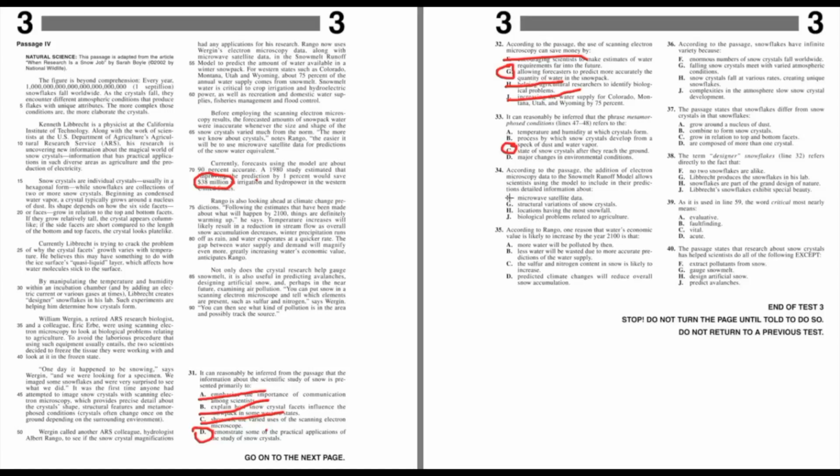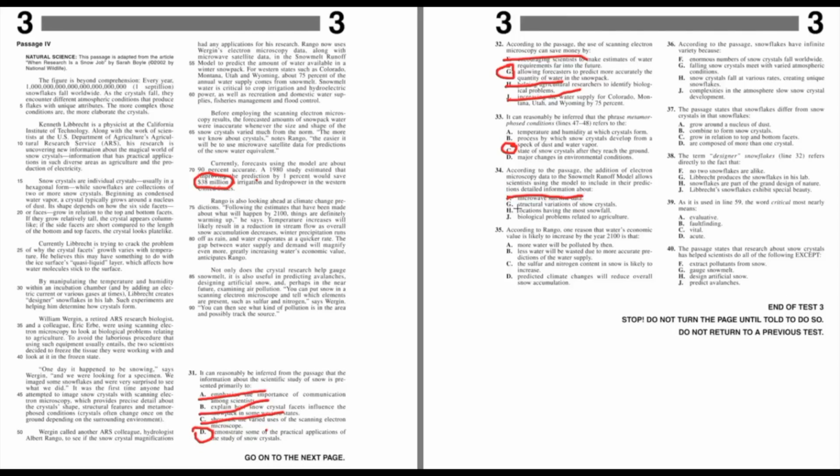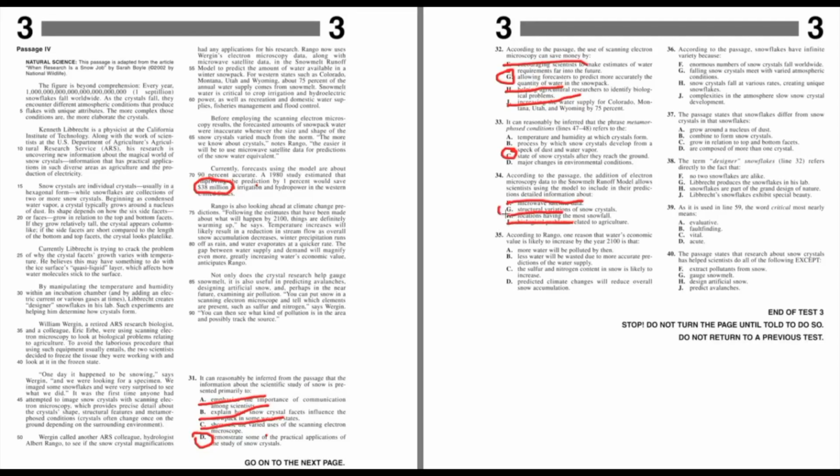So microwave satellite data, it's not true, it's never mentioned. Structural variation of snow crystals, that is what we're looking for. However, let's look at the other answers to be sure. H, locations having the most snowfall, nope, not used in that. Biological problems related to agriculture, not that as well. So our answer here must be G.